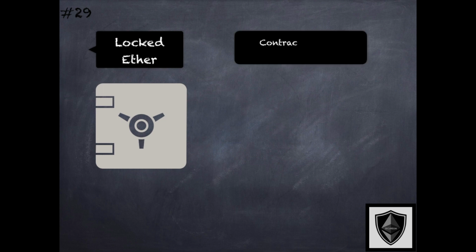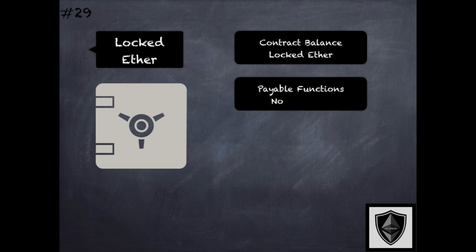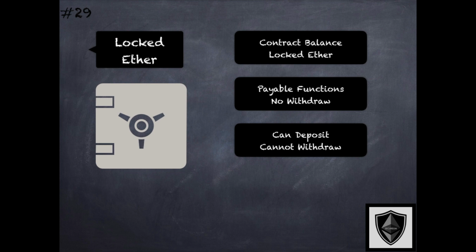Locked ether refers to the situation where the contract has an ether balance that gets locked because ether can be sent to that contract via payable functions, but there's no way for users to withdraw that ether from that contract. And this is, in a very simple scenario, possible when a smart contract has functionality to allow users to deposit ether, but there is no functionality to withdraw the ether from that smart contract.